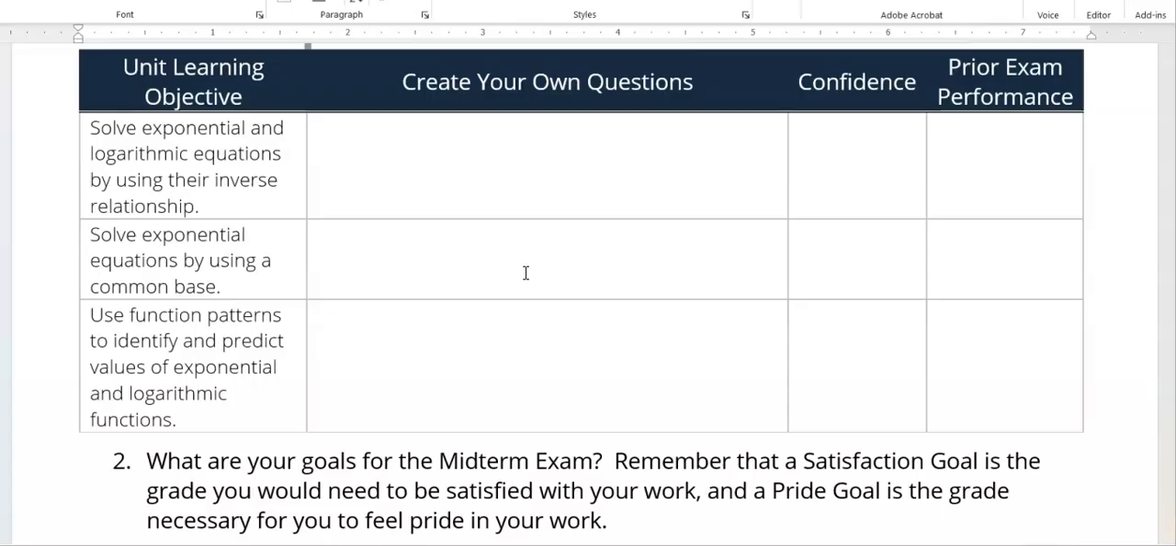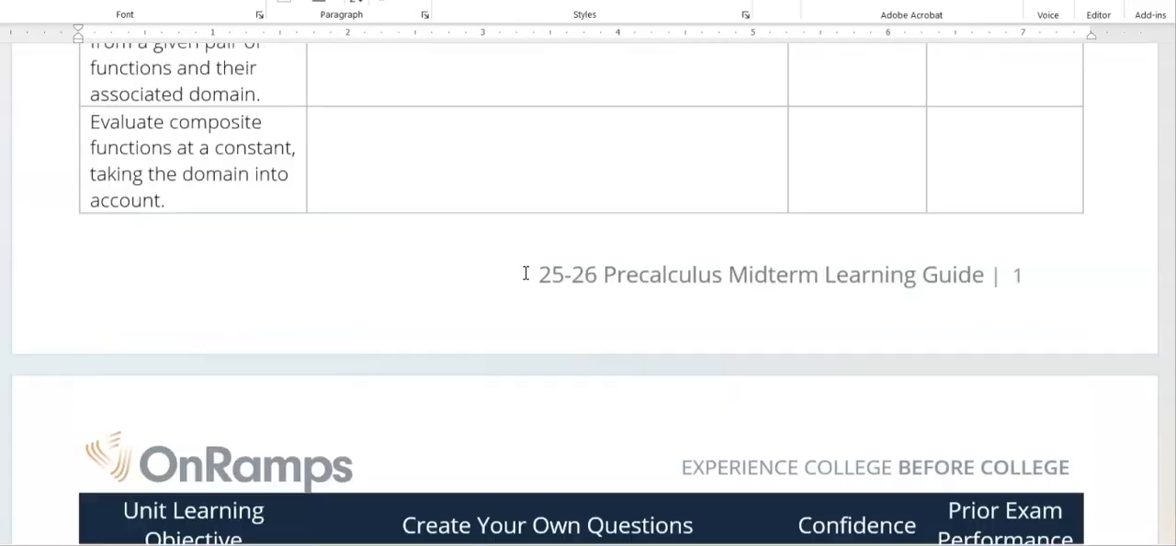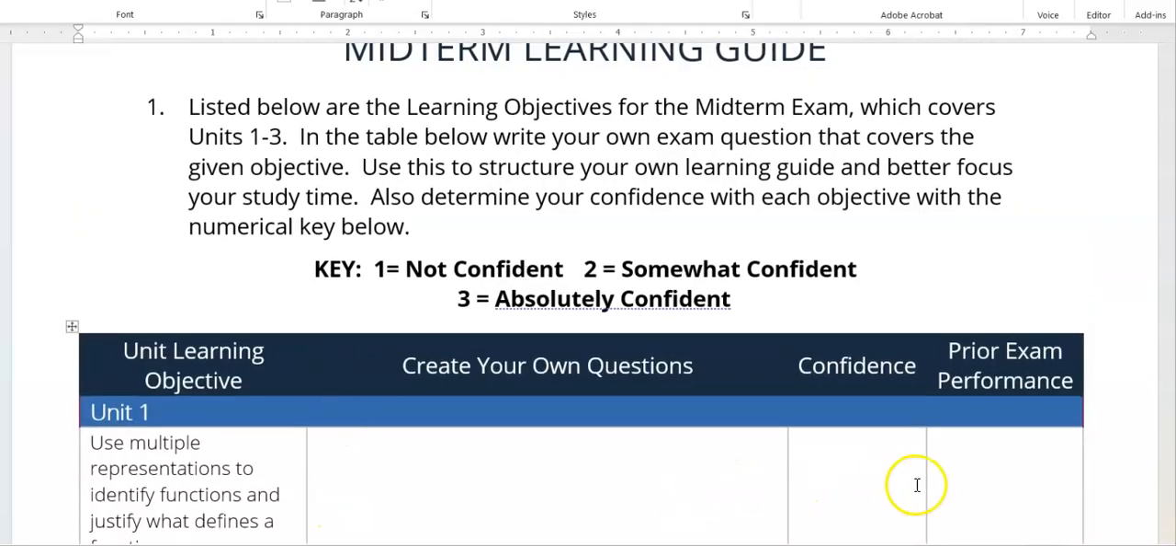So keep in mind, you're going to have this learning objective sheet, and it's a great idea to do what they ask you to do on here, which is to rate your confidence, talk about your prior exam performance, and maybe try to predict or create a question. This is a great way to get prepared for a midterm exam that can do a wonderful thing for your high school and your college grade.